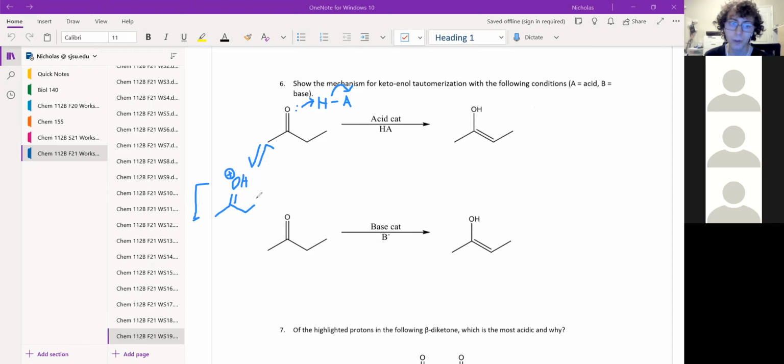And what can we show with this structure that we have shown in the past? Resonance. Show resonance.